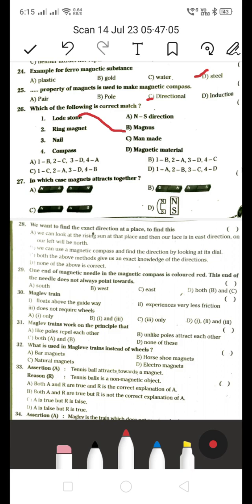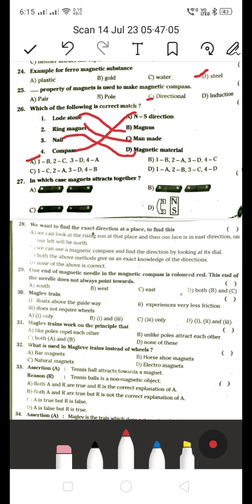And ring magnet, it's man-made. Next, nail. Nail is a magnetic material. It matches with D. And compass. Compass shows the north-south direction. So the answer will be A. This is the right answer.